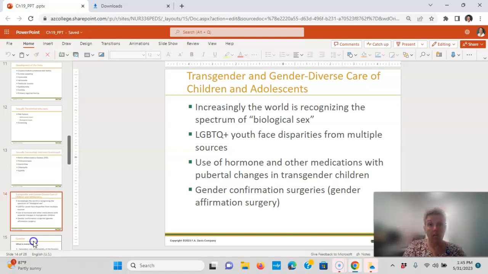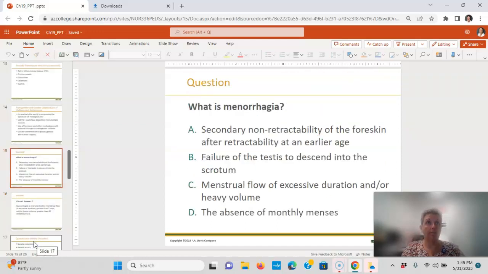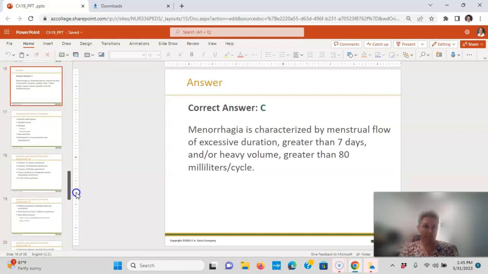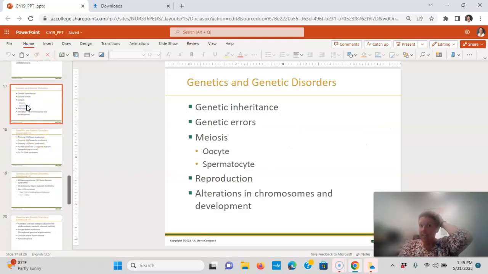Okay, so then all we have left now is genetics. So chess question, what is menorrhagia? Menorrhagia, what is that? Menor tells me that it's about menses. Agia means blood flow, right? So I'm stuck between C and D. Is it too much blood? Oh yeah, a means absence. Okay, so now I know the answer. Amenorrhea would be no period. Fabulous. Okay, and then the genetic disorders.